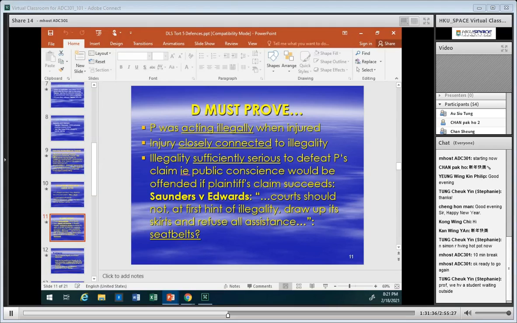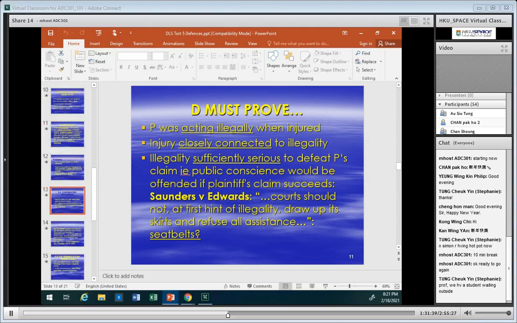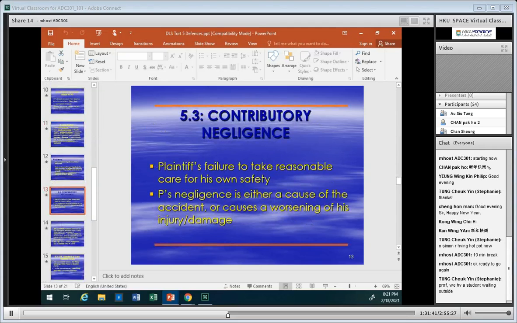Okay, so contributory negligence is the most important defence to a claim for negligence. And your course manual's pretty good on contributory negligence, starting on page 130. So let's go through contributory negligence. What is it? It's the plaintiff's failure to take reasonable care for his own safety. He is at fault. And indeed, the defendant does have to prove that the plaintiff is at fault, okay?